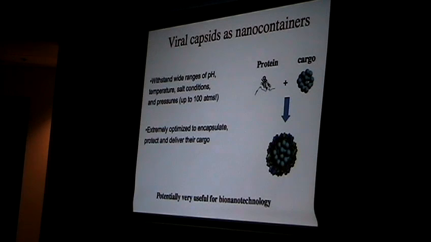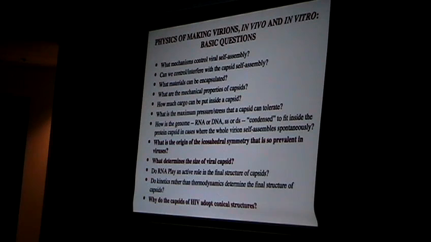The physics of virus assembly is very rich, and there are so many questions you can ask. For example, I showed you that the viruses assemble spontaneously. This is only true in the case of RNA viruses. DNA is much stiffer than RNA, and you cannot see this self-assembly in vitro. So there are many questions we can answer. What mechanism controls virus assembly? Can we control and interfere with it? What material can be encapsulated? I'm going to only try to answer two of them today.